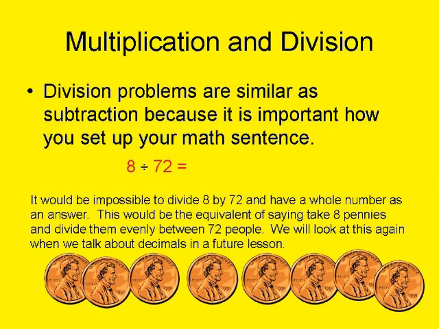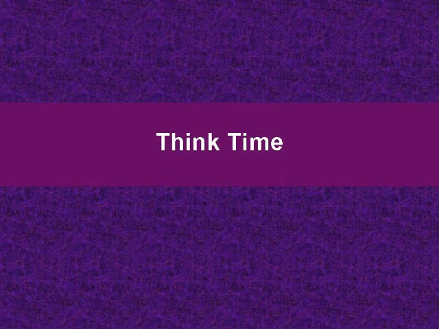It would be impossible to divide 8 by 72 and have a whole number as an answer. This would be the equivalent of saying take 8 pennies and divide them evenly between 72 people. We will look again at this when we talk about decimals in the future. We're going to have some think time now with some practice problems, so get ready.